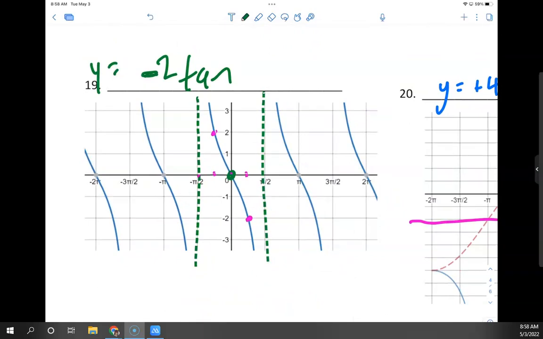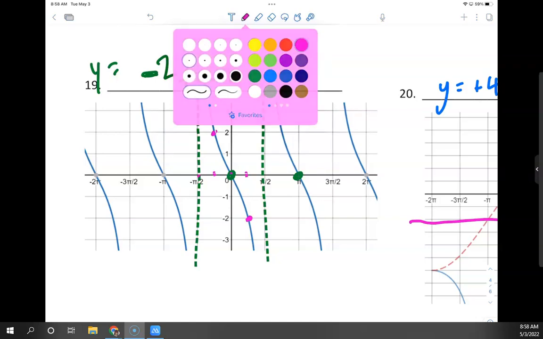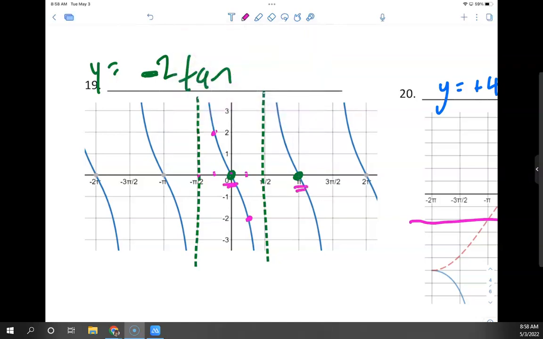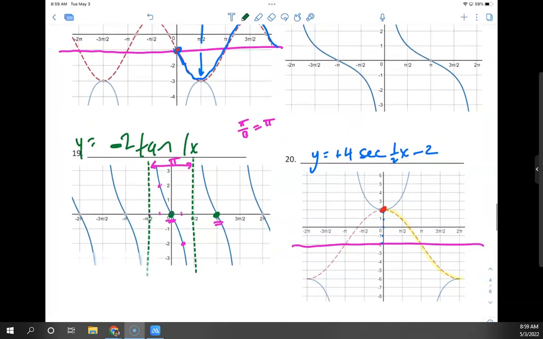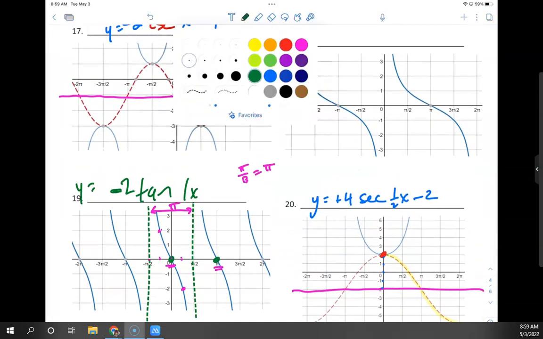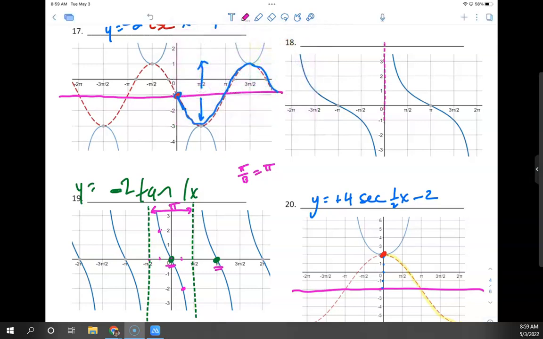Now, the period on these, what you have to do is measure the distance between either 2 asymptotes or 2 points. It doesn't matter. So what's the distance from 0 to pi? Pi, right? Or the distance from negative pi over 2 to pi over 2 is pi. So you just do this little equation: pi over b was pi. So in this case, b equals 1. That's pretty easy. So instead of counting this, you find the distance between and just go, okay, that's 1.